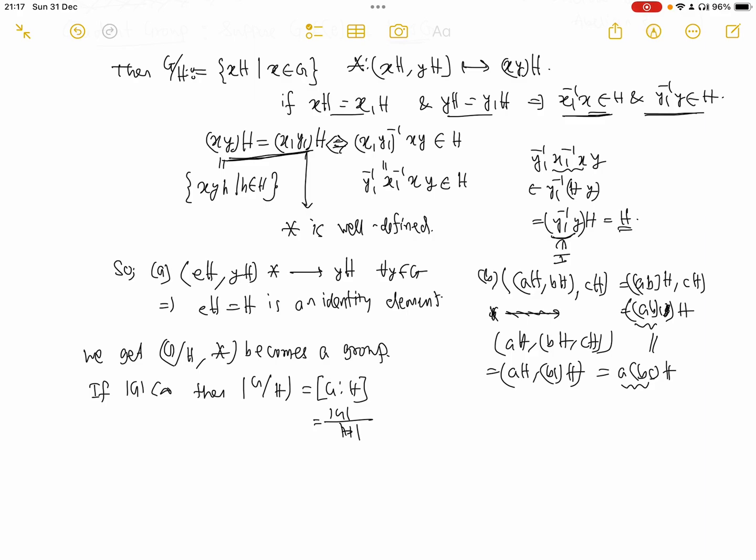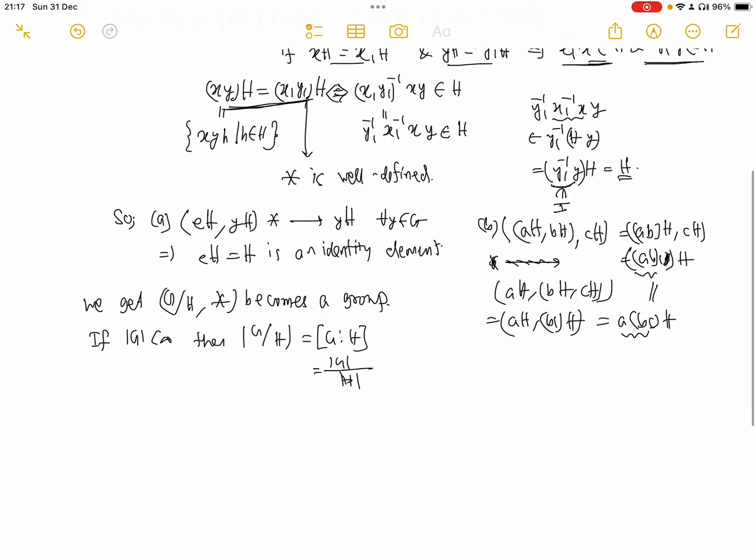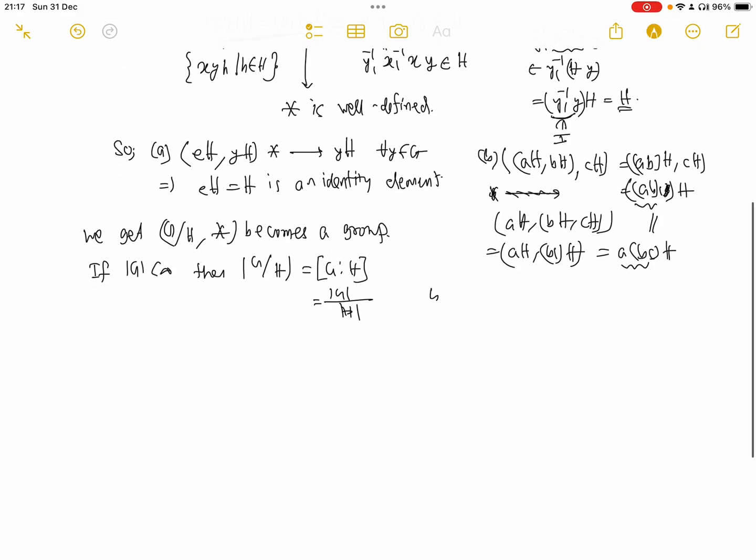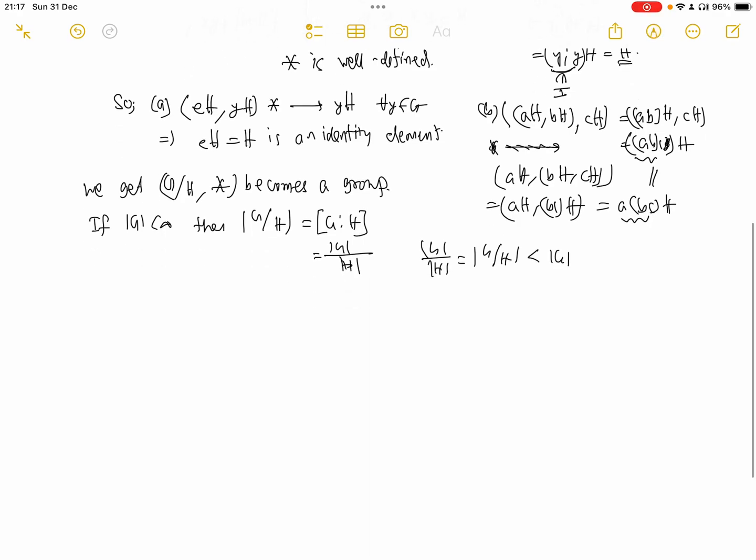So if order of G is finite but very large, then you may try to find a normal subgroup H, and then if you take order of G by order of H, you will get the order of the quotient group, and this order will be less than order of G. So that is one useful thing about quotient groups.